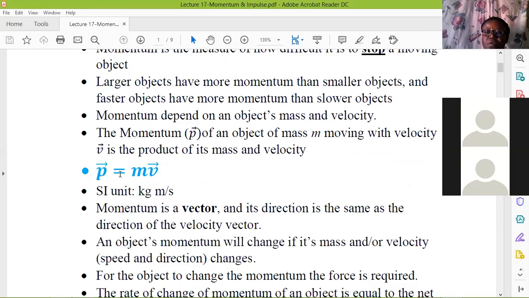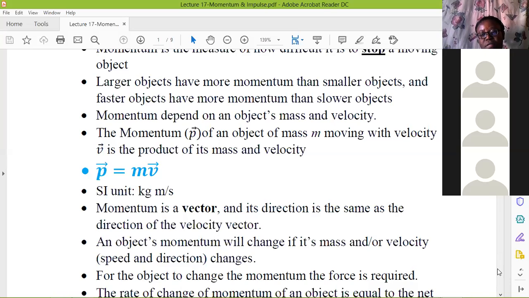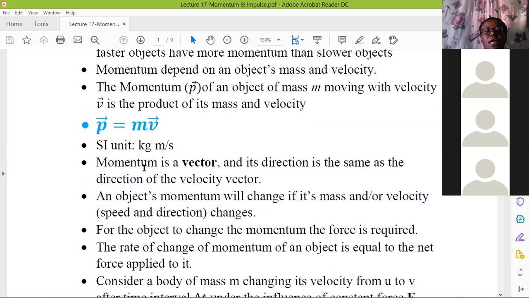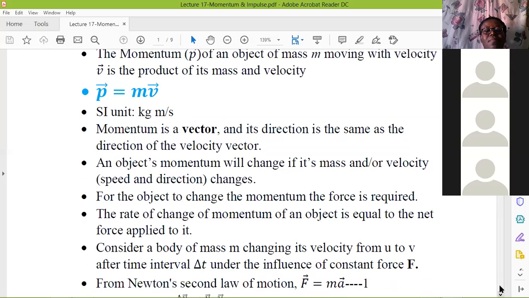We denote the momentum with P, and the momentum is a vector, so it tells us in which direction. The direction of the momentum is the same as that of the velocity. In SI units, it's kilogram times meter per second. From the calculation, momentum equals mass, in kilograms, times velocity, in meters per second. You will find other units like Newton second, but the SI unit is kilogram meter per second.